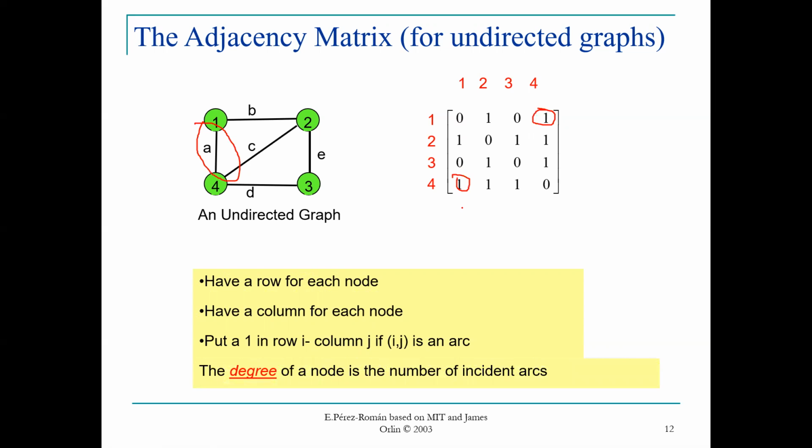The degree of a node is the number of incident arcs. We can discuss that with an example in a minute. So again, the degree of a node is the number of incident arcs. So what is the degree for each one of these nodes? For node number 1, we have 2. For node number 2, we have 3. Node number 3 has degree 2. And then for node number 4, we have 3.